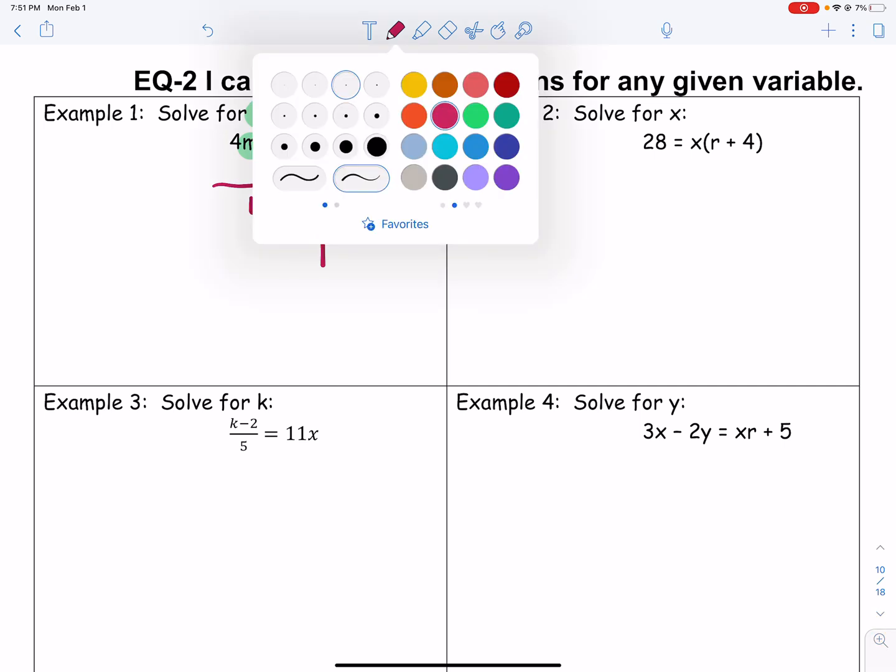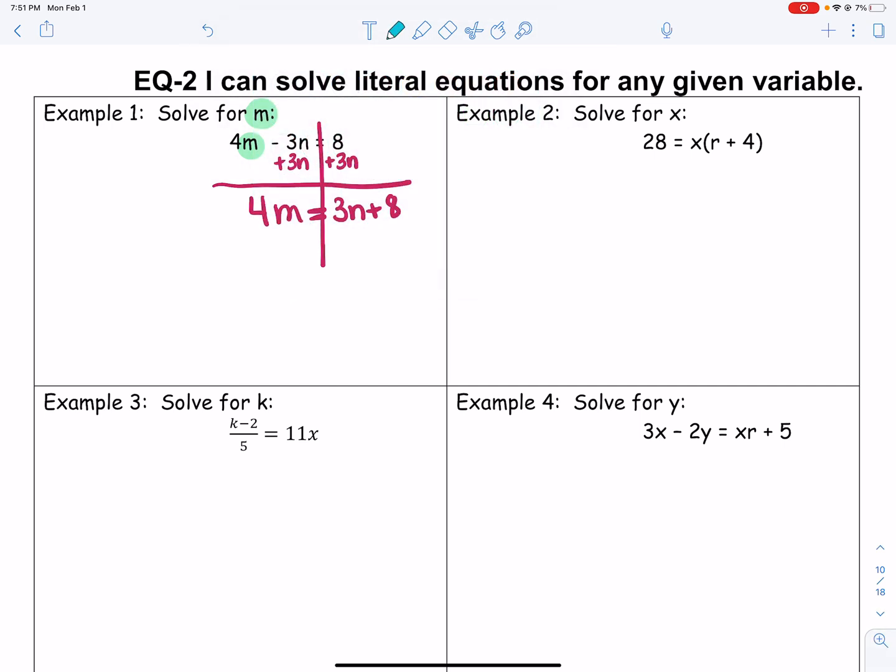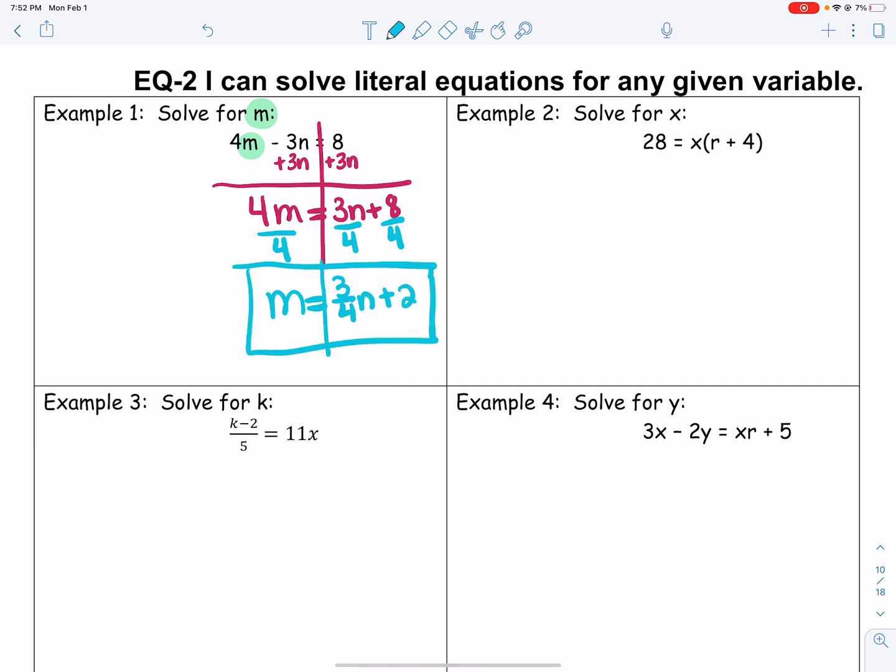Now the next step, this is going to carry over to things we do in the future. I need to divide by 4. Just so we don't make any mistakes, I would divide each thing by 4. It's going to make a difference as we move along. So your answer would be 3/4 n plus 2. That would be the answer to that equation. m equals 3/4 n plus 2. And so that's solving a literal equation.